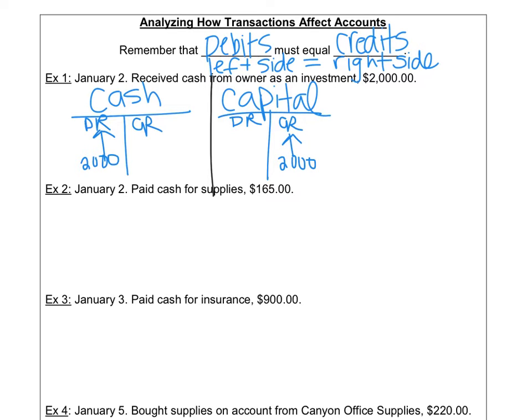Then you can see that I have my debits equals credits because I debited for $2,000 and credited for $2,000. Okay, let's go on to the next example.